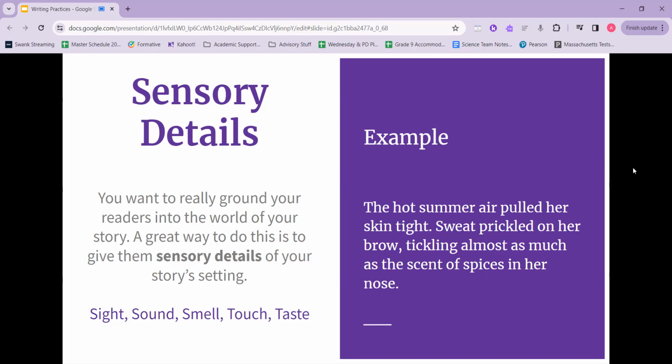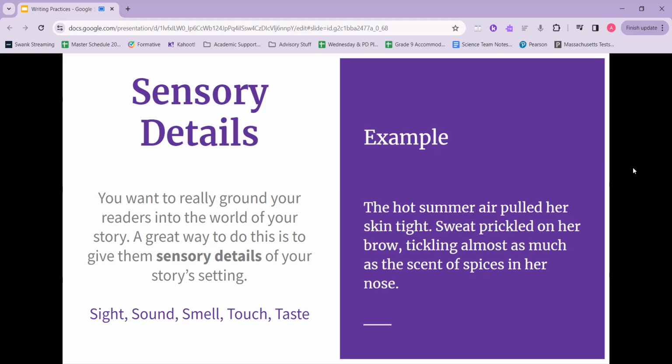So here's a quick example. The hot summer air pulled her skin tight, sweat trickled on her brow, tickling almost as much as the scent of spices in her nose. So you could have said it's hot outside and the air smells of spices. She's in a spice market or something. Okay, it's a little bit more descriptive, but we have lots of feeling here. Her skin feels tight because it's hot. There's sweat trickling on her brow, but then also some scent. You could say what she's seeing next. Is she hearing anything? Is it a bustling market? Is it loud? Or is she going downstairs for dinner?